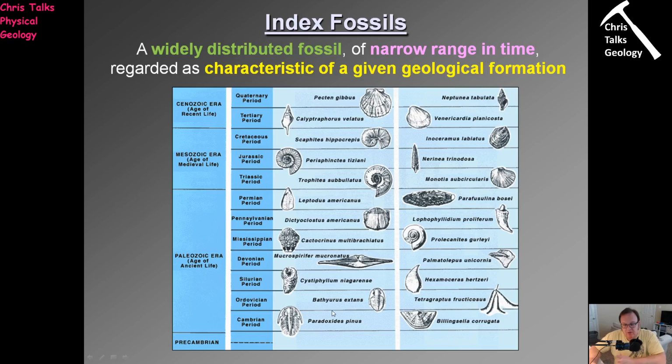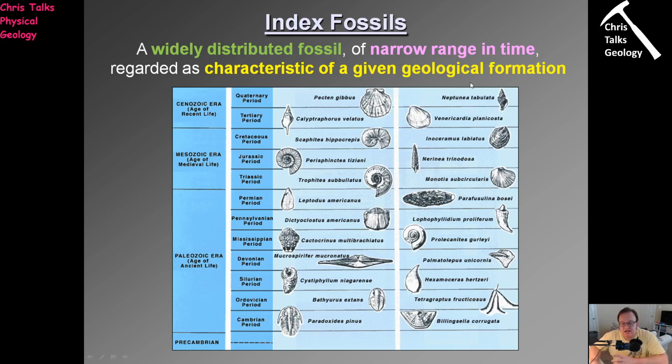And so what's helpful about these fossils is, as a geologist, if I walk up to a rock face and I see something like this thing down here, well, I know straight away I'm looking at a rock that's Devonian in age. So these things are referred to as index fossils. They're fossils which are very widely distributed. They have a relatively narrow range in time, so we know when they appeared. They didn't appear over a very, very long period of time. They appeared over a very, very limited window. And they are regarded as a characteristic of a given geological formation.